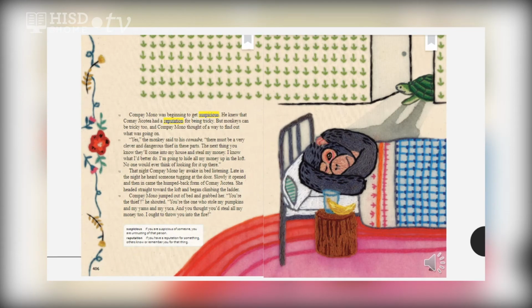Compe Mono was beginning to get suspicious. He knew that Come Jicotia had a reputation for being tricky. But monkeys can be tricky too, and Compe Mono thought of a way to find out what was going on.